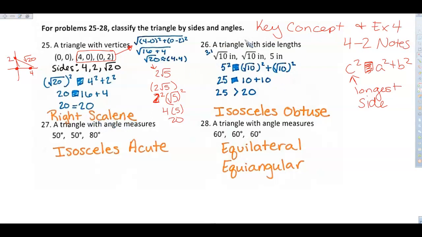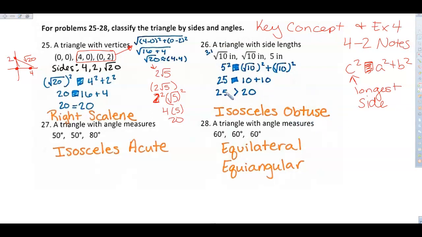Okay? Over here, I've got side lengths of square root of 10, square root of 10, and 5. So if I put the square root of 10 in the calculator, it is 3.1. So I know that these two are smaller than 5, so 5 is my longest side, so it is my c. All right, so I do 5 squared is 25. Square root of 10 squared is 10. So 10 and 10 add to 20. So 25 is greater than 20, which means that it is obtuse.